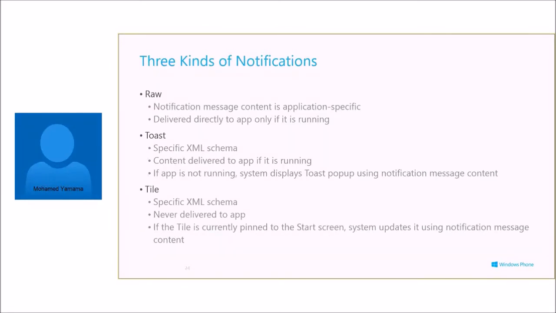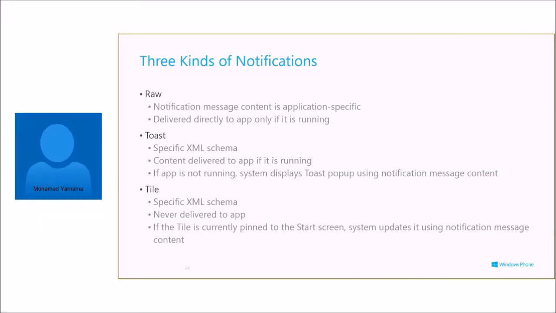The toast notification has a specific XML schema. A toast notification is displayed at the top of the screen to notify the users of an event, like news, an update, an alert. If you get a message from your friend or an SMS, you get this notification as a toast notification. It displays for about 10 seconds, unless the user dismisses it with a flick to the right. You just push it to the right to dismiss this notification. If the content is delivered to the app, it is running. If the application is not running, the system displays the toast pop-up using the notification message content.